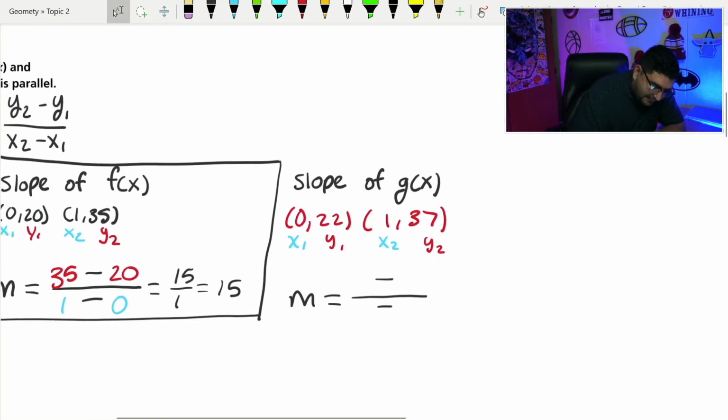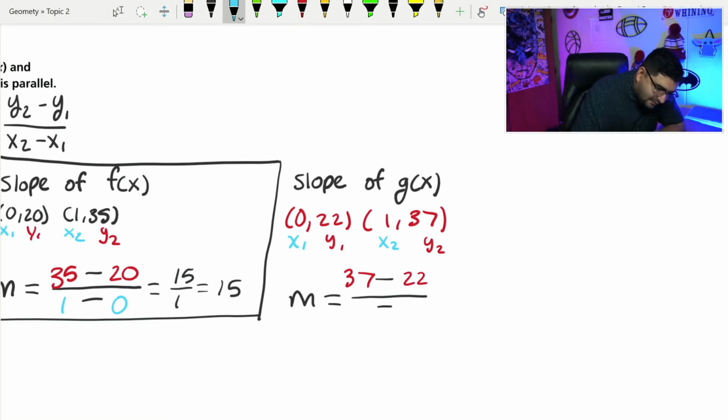All right, so y2, that is 37 in this case, minus y1, which is 22. On the bottom again, you're going to notice we have x2 as 1, x1 right here as 0. 37 minus 22, we get 15 over 1.